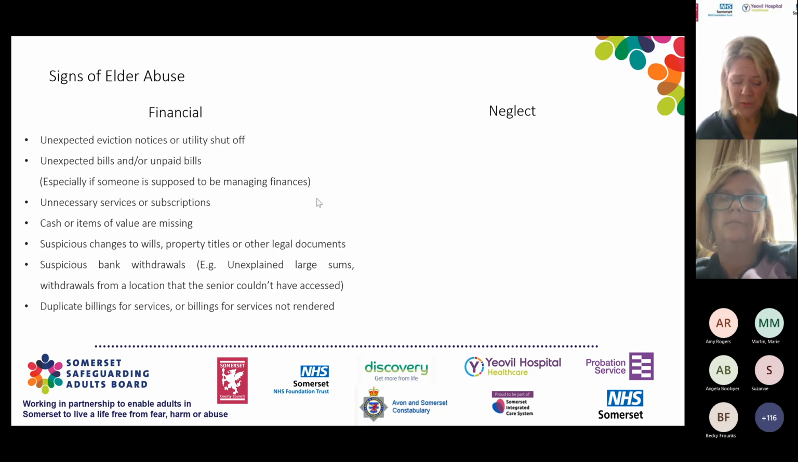Suspicious changes to wills, property titles, and other legal documents. Suspicious bank withdrawals, unexplained large sums of money, or even small regular withdrawals from a bank account that can't be explained and that the elderly person has no access to. Duplicate billings for services, or billings for services not rendered.